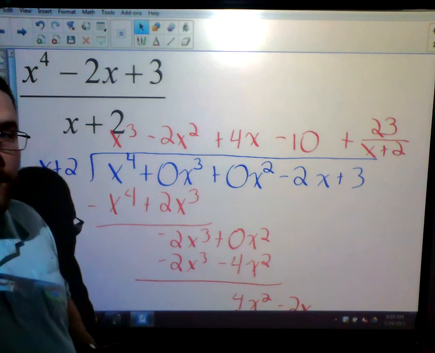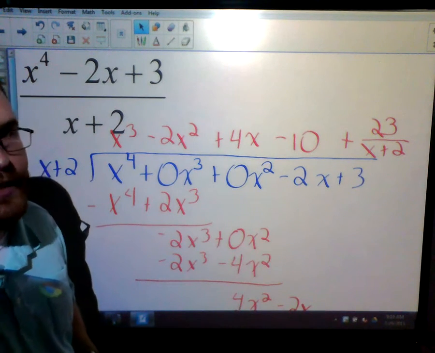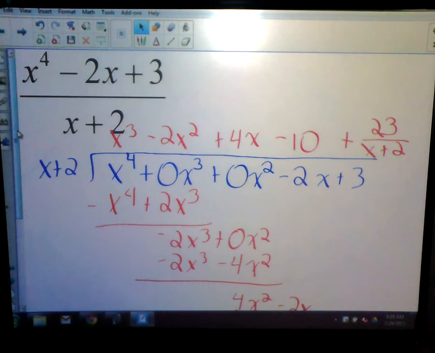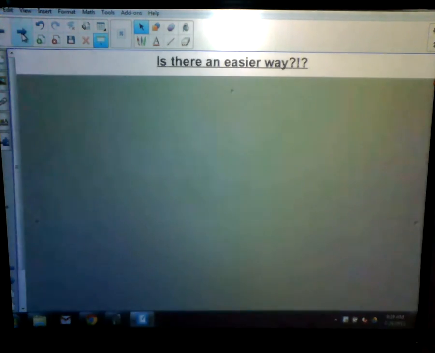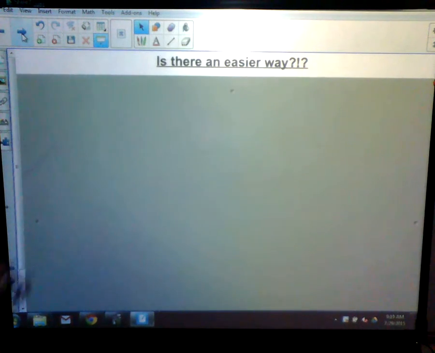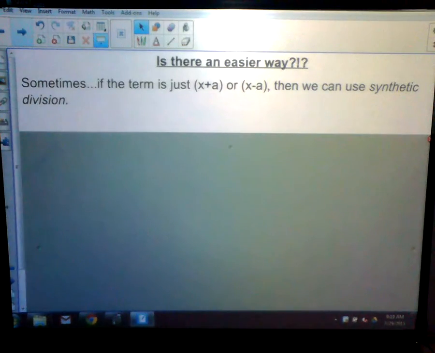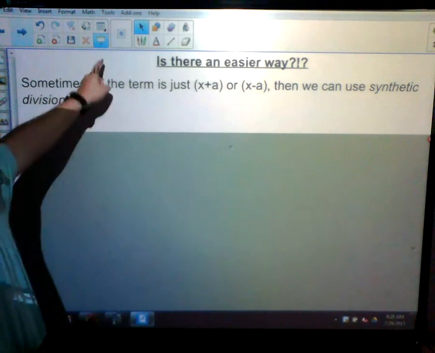This is the first problem that we've had that did not divide out evenly. The others divided out evenly. That's polynomial long division. Is there an easier way? Thankfully, yes. If we just have x plus a or x minus a, then we can use a system called synthetic division. This is what I use when I do these problems.